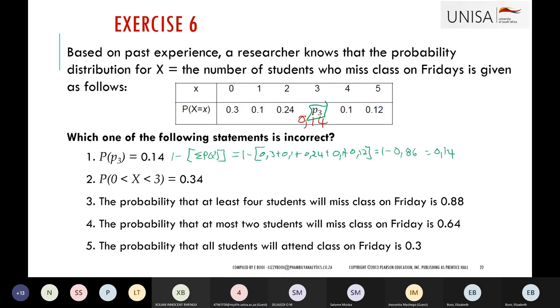Now we can answer question number 2. What is the probability that X is between 0 and 3, exclusive? This will say the probability that X is greater than 0 will include X equals 1 plus the probability that X equals 2, but it does not include 3. So it's only those two, because it does not include 3 and it also does not include 0. So it will be 0.1 plus 0.24, which is equal to 0.35. Yes.